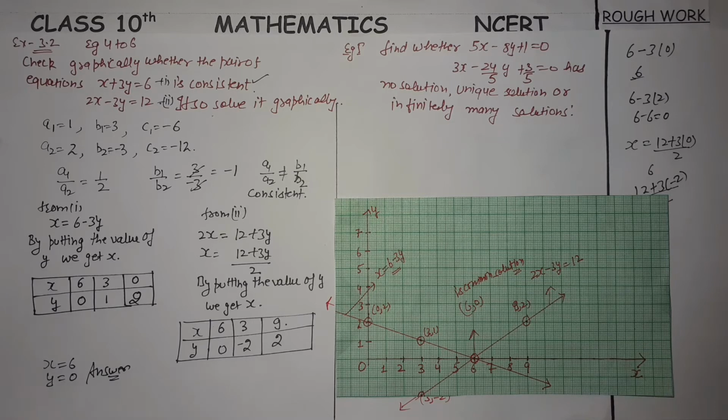Now the next, example number 5. Find whether 5x minus 8y plus 1 equals 0, 3x minus 24 by 5y plus 3 by 5 equals 0 has no solution, a unique solution, or infinitely many solutions.